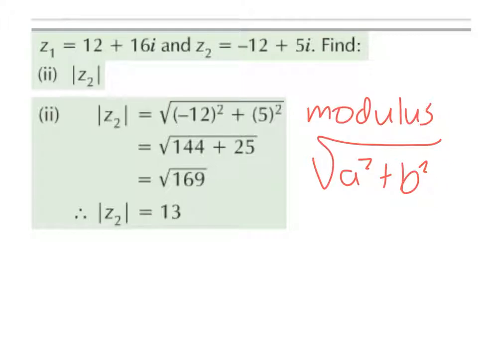So the modulus formula is the square root of a squared plus b squared, where a represents the real part, which in this case is minus 12, and b represents the imaginary part, which in this case is 5. Remember, we dropped the i, we just use 5.